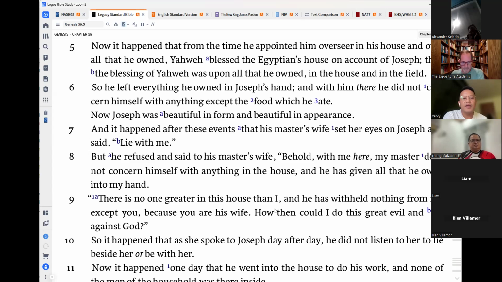But he refused and said to his master's wife, "Behold, with me here, my master does not concern himself with anything in the house, and he has given all that he owns into my hand. There is no one greater in this house than I, and he has withheld nothing from me except you, because you are his wife. How then could I do this great evil and sin against God?" So it happened that as she spoke to Joseph day after day, he did not listen to her to lie beside her or be with her.